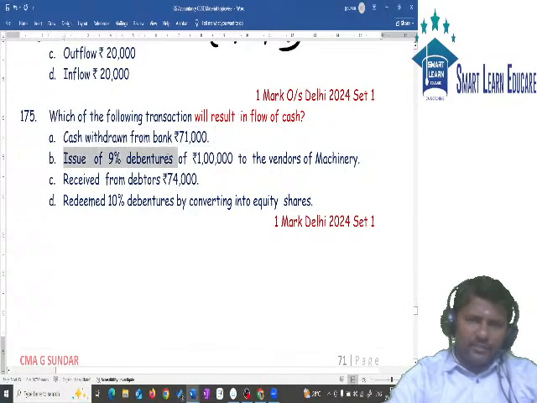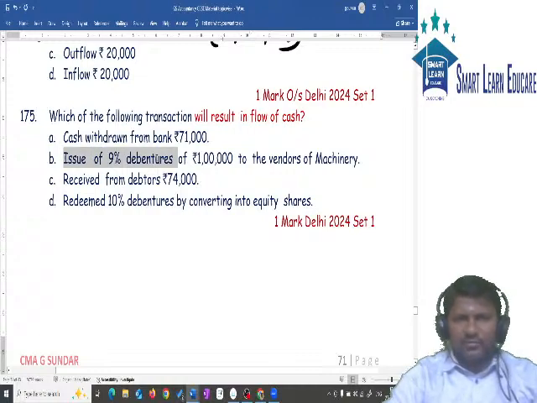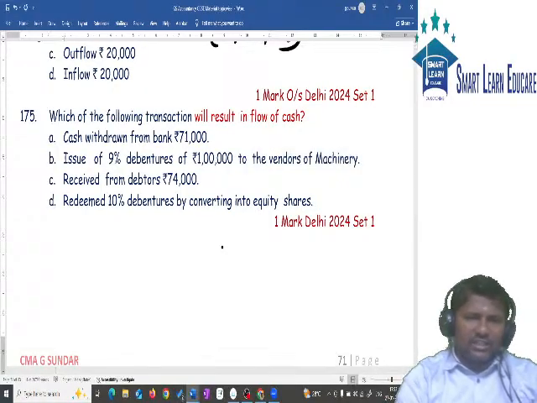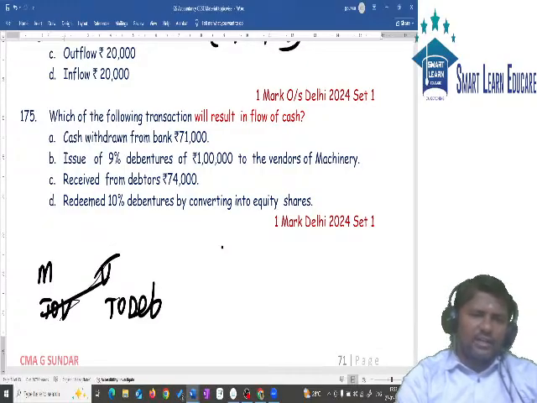Issue of debenture to the vendor for purchase of machinery. Yesterday we discussed the entry. What is the entry for issue of debentures for consideration other than cash? Machinery account debit to vendor. Second entry, vendor account debit to debentures. So vendor debit and vendor credit cancel. Net entry: machinery to debenture.